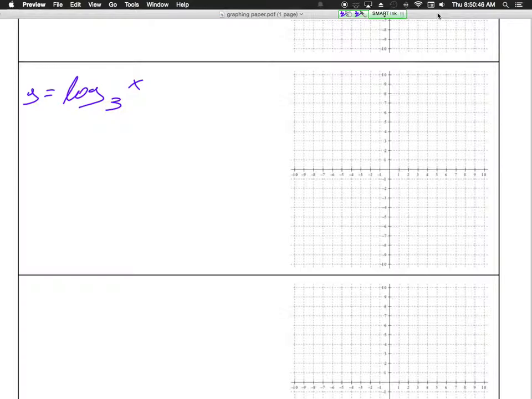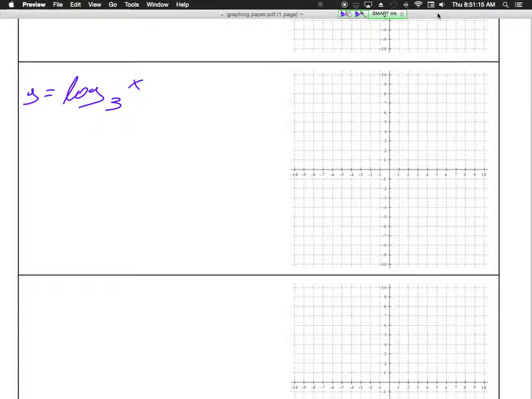So the next thing we need to do is talk about the asymptote. What type of asymptote did an exponential function have? It had a horizontal, right? So what type of asymptote is a logarithmic function going to have? It's going to have a vertical. Does it make sense why? Because the horizontal asymptote is y equals 0, correct?